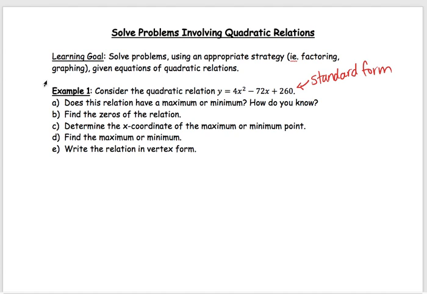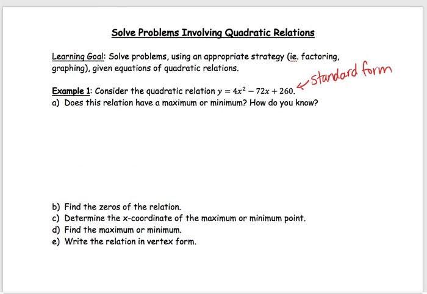So now that you know the standard form, can you tell me whether it has a max or a min? Give ourselves some space here. So does it have a max or a min? How do we know that if we don't graph it on Desmos?